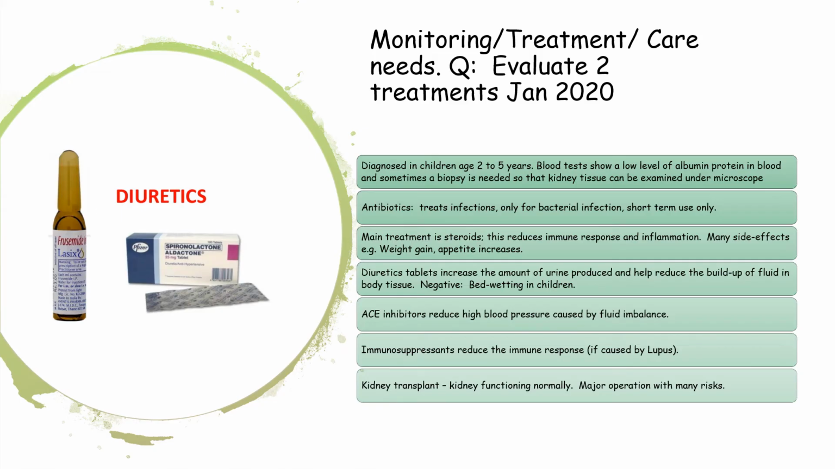Basically, antibiotics help treat infections. Steroids reduce immune responses, and diuretic tablets increase the amount of urine produced. So they're some of the main forms of treatment.